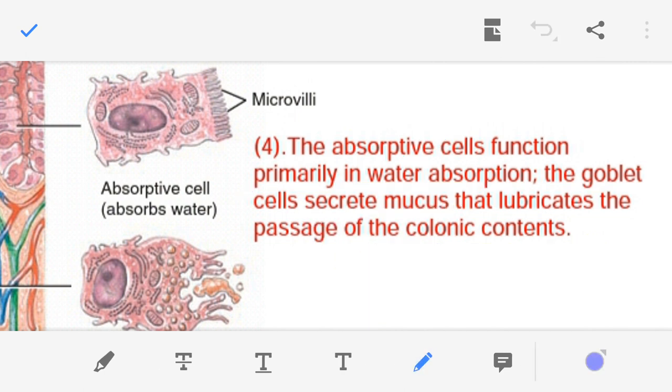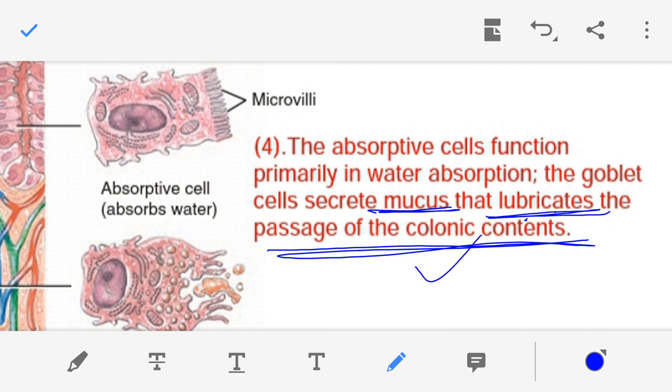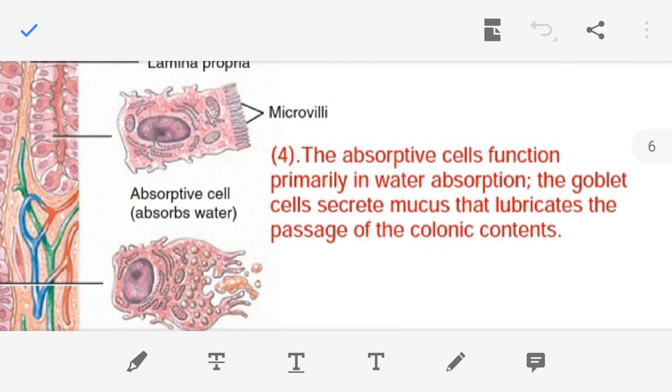So we can say the mucus secreted by the goblet cell is lubricating the passage of the colonic content. It mixes with the food, and it also makes the internal wall of the large intestine very smooth, very slippery, so the food can pass on in the colon in the forward direction.